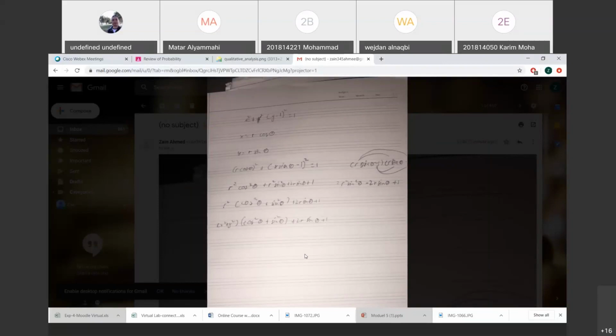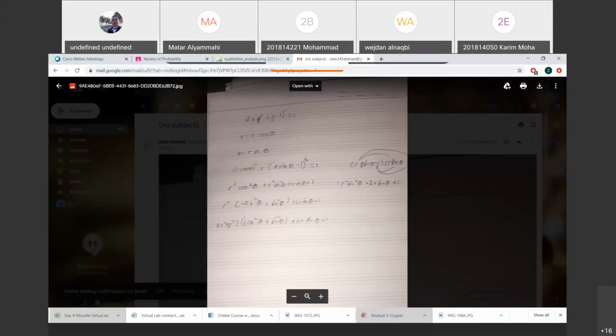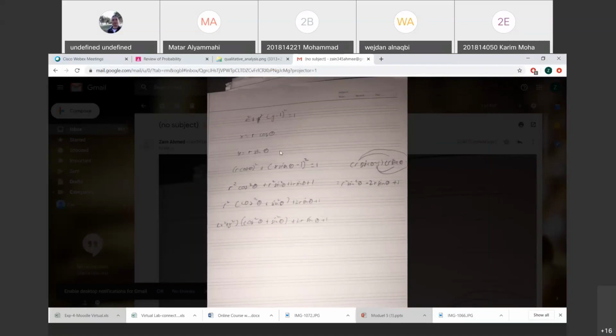Okay. Zain is sharing his solution with us now. He just found x and y and expanded the square, so he has r squared as a common factor, and cosine squared plus sine squared equals what, Zain? Cosine squared plus sine squared is 1, Zain. Cosine squared plus sine squared for the same angle is 1. You didn't write the 1. Okay, I'll complete it now. Okay, thank you very much.